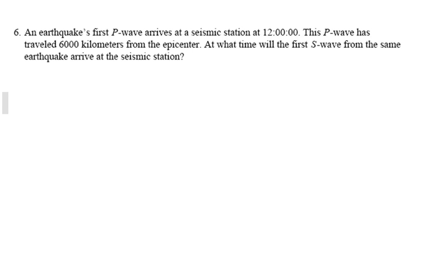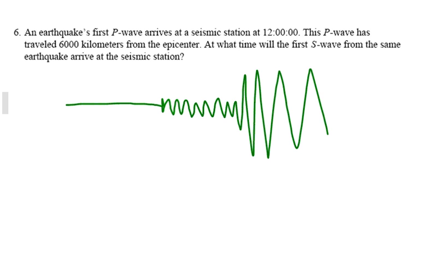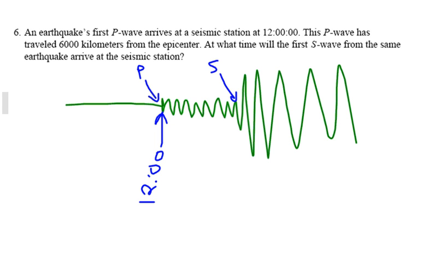All right, in this case here, they tell us what time the P wave arrives. So if I draw this seismograph again, like that, I can see that the P wave is here, and they tell us that that P wave got to there at 12. All right, 12 noon, 12 midnight. It got there at 12. The P wave had traveled for 6,000 kilometers, they tell us. And they want to say, well, at what time did the S wave get there? Can you say what time the S wave got here?